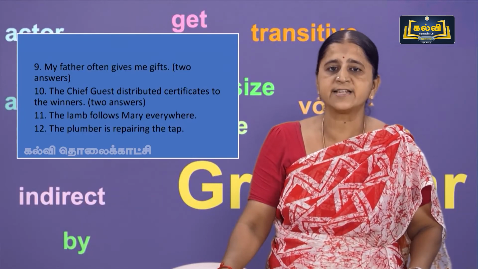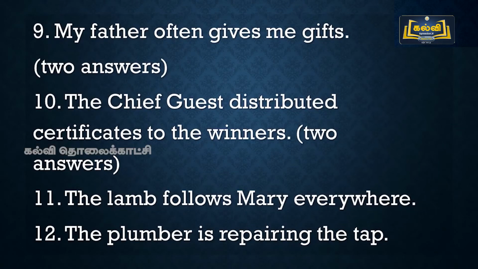Now look at sentence number 10. The chief guest distributed certificates to the winners. Now distributed is the verb. So once again put the question what to the verb. The chief guest distributed what? Answer certificates. So certificates வந்து direct object. The chief guest distributed certificates to whom? The winners. அப்போ the winners வந்து indirect object.